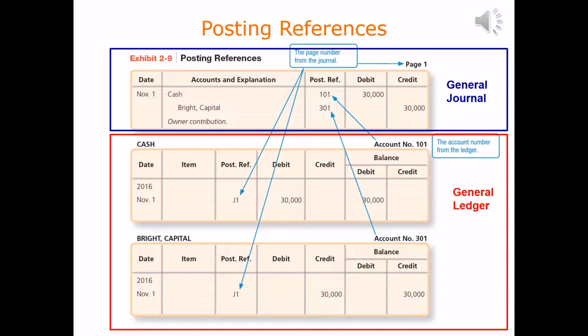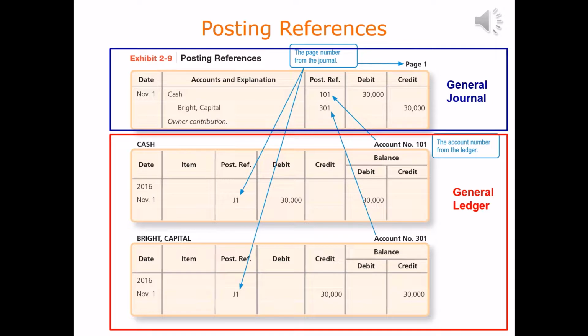On November 1, we have a posting reference of J1. That means Journal Page 1. We have a debit balance of $30,000 with a running balance of $30,000. You'll notice that the account number 101 was transferred to the General Journal once that posting was complete.